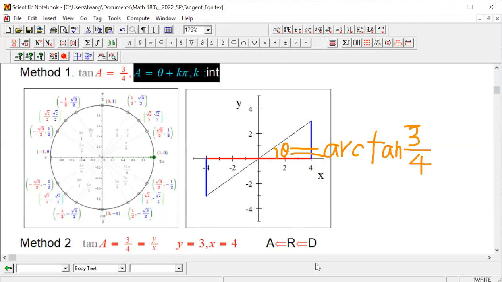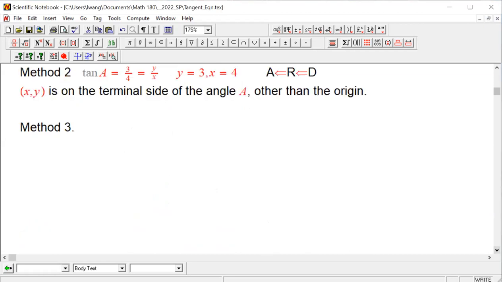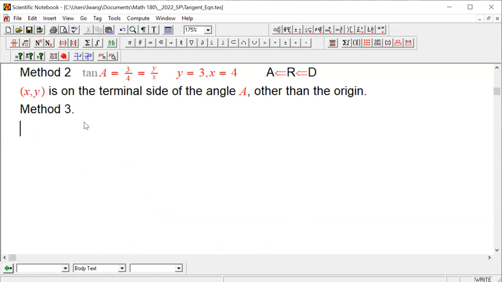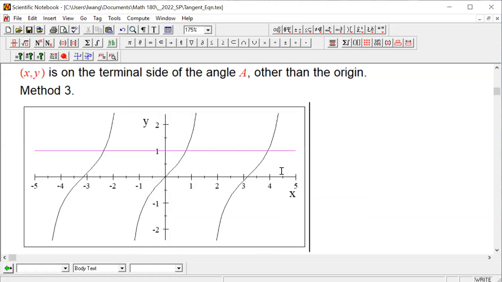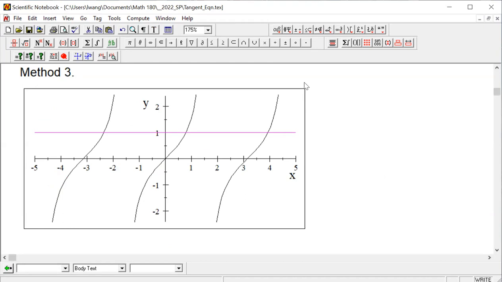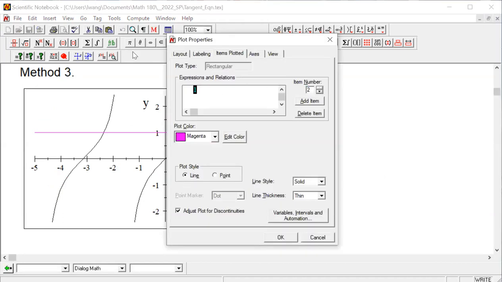Okay, so DRA. So tangent equation, third method, right? Method number 3. So you probably got the drill. So method number 3, what is it? Well, it's not a special angle. So the output is 3/4. So the horizontal line we're going to draw is going to be 3/4.